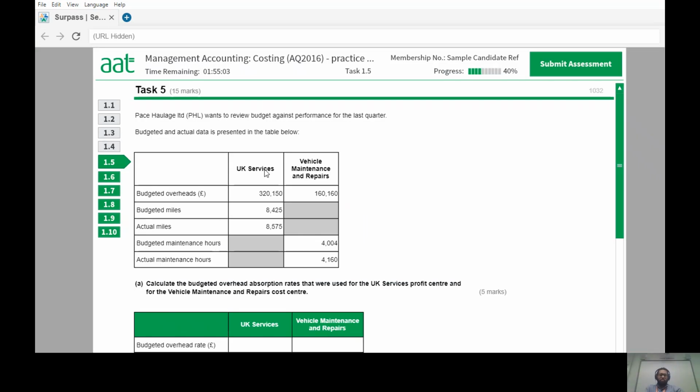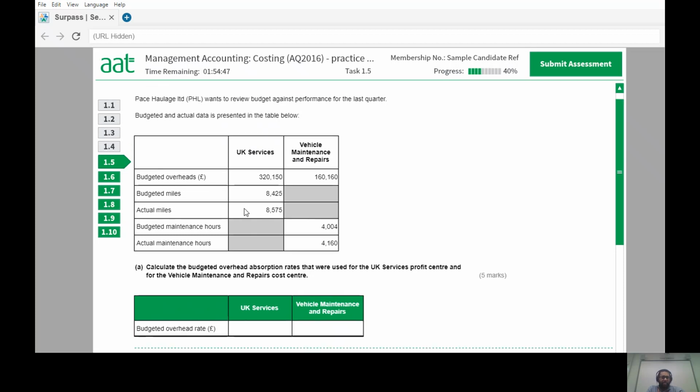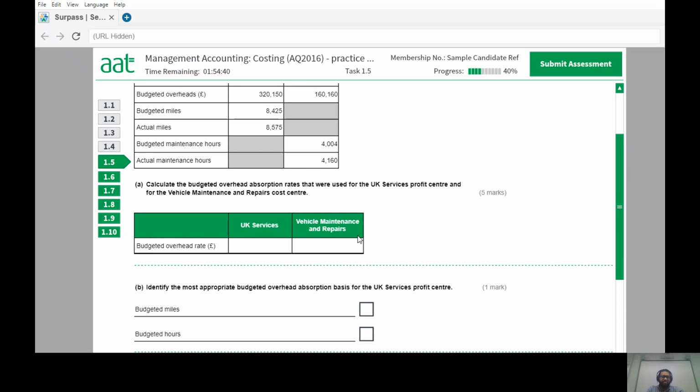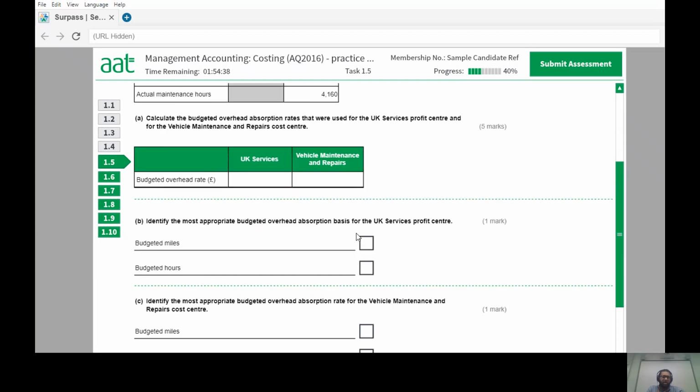Right, so we have a typical type of question again. Pace Haulage Limited wants to review budget against performance for the last quarter. The budgeted and the actual data is presented in the table below. So you have the UK services and the vehicle maintenance and repairs. So we have to find out how we're going to be looking at the OAR and the absorptions. Okay, how are we going to be absorbing the costs?